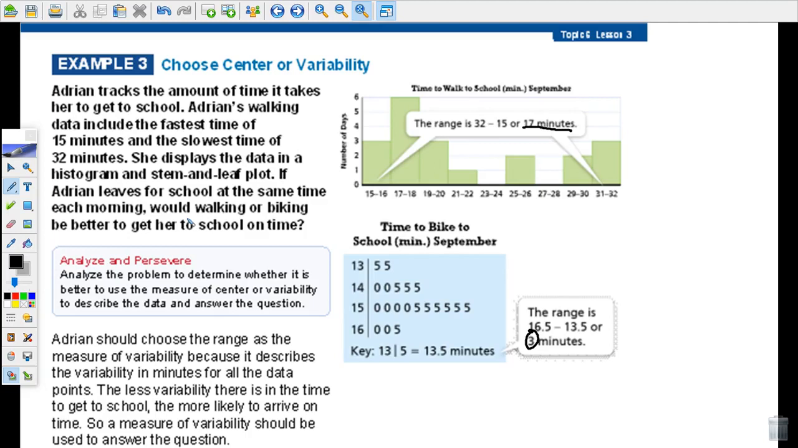So if you left at the same time as before, you would be late. Okay? So when you're riding your bike, there's less variability, so you can leave at the same exact time every single day. You can build into your time, hey, I gotta leave 20 minutes early to go to school because sometimes it takes me 13 and a half minutes, sometimes it takes me 16 and a half minutes.